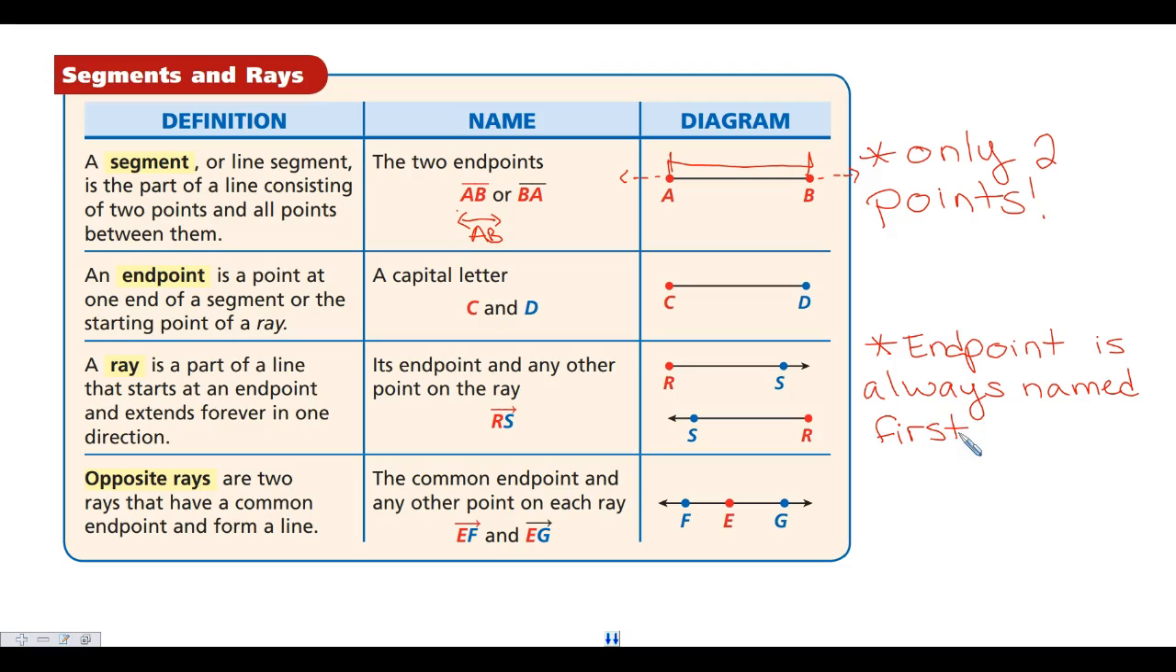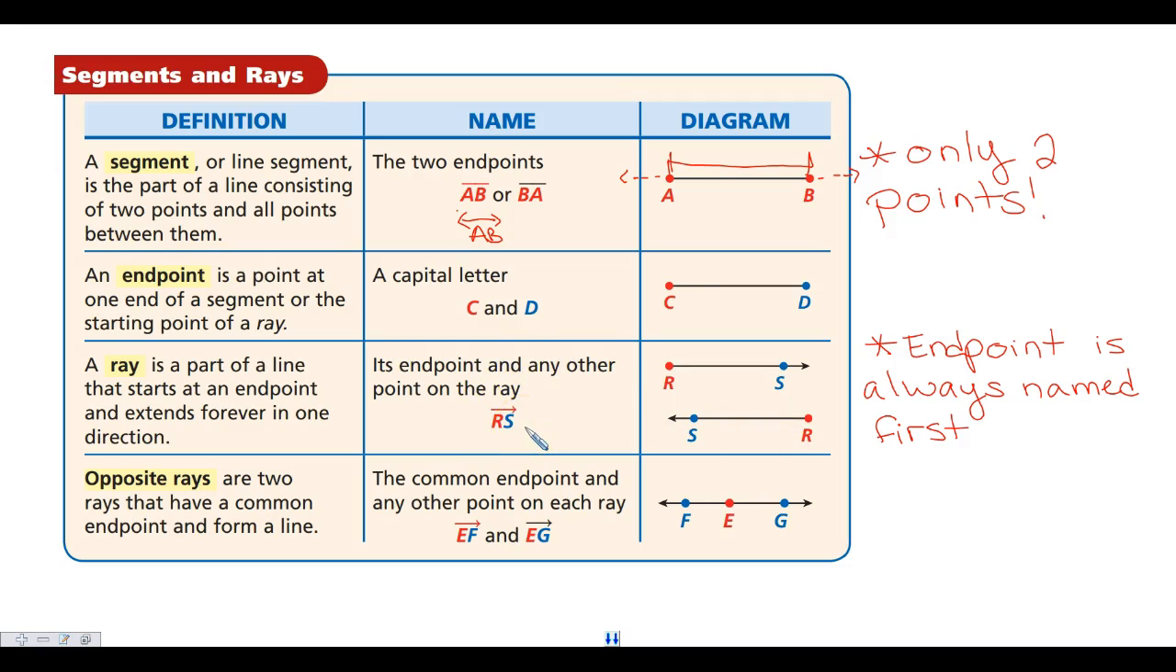line AB and line BA were the exact same thing. Segment AB and segment BA were the exact same thing. But ray AB and ray BA are different. So if we look here, we have that ray RS. Notice that it starts at R and goes forever through S. In this second picture here, it starts at R, goes forever through S. Both of these rays are named ray RS, and notice above it we have an arrow.